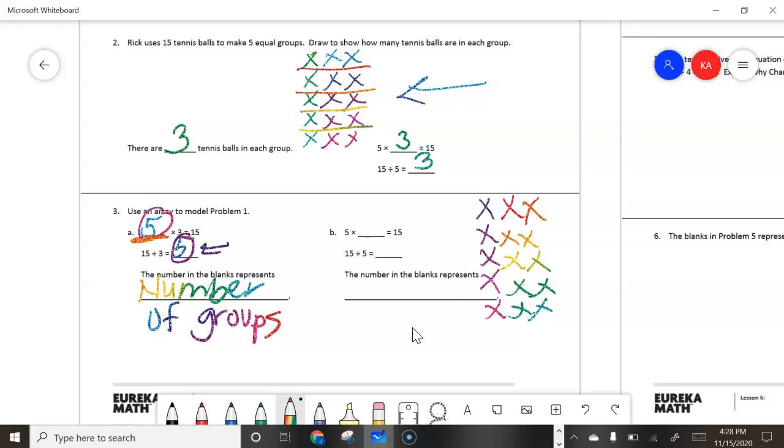Now they took the second factor away, so 5 times blank equals 15. 5 times 3 equals 15. 15 divided by 5 equals 3. What does the 3 represent in this equation? It represents how many in each group. Okay, boys and girls, take the time right now to go back to problem number 3 and fix it if you need to, or double check your answer.